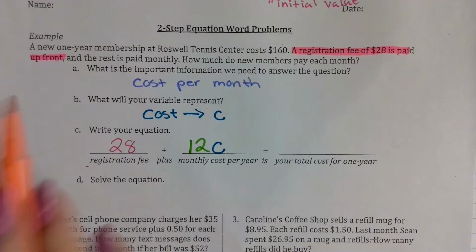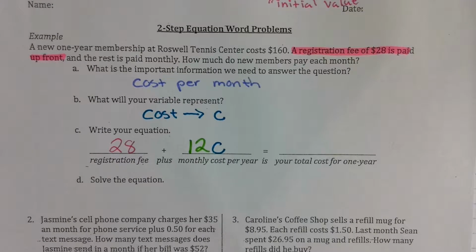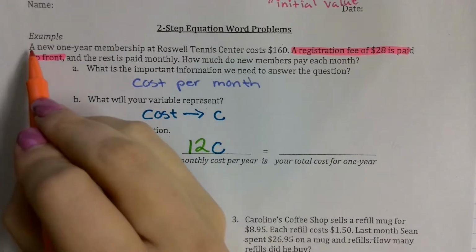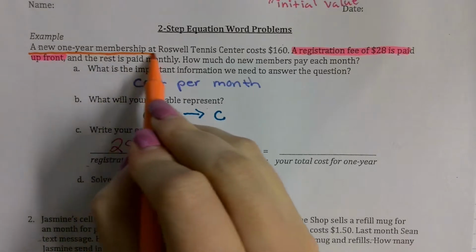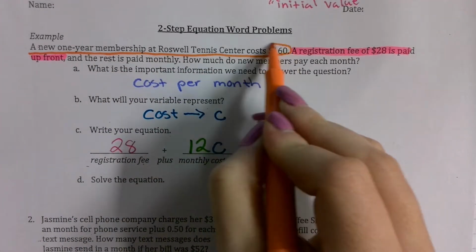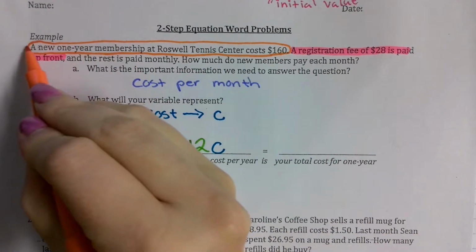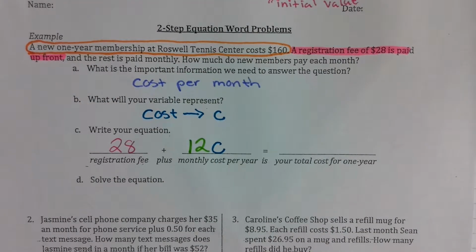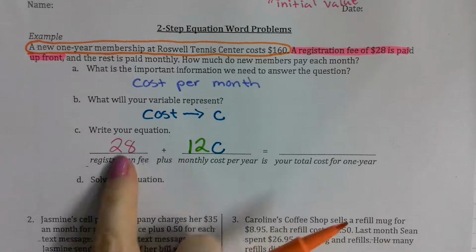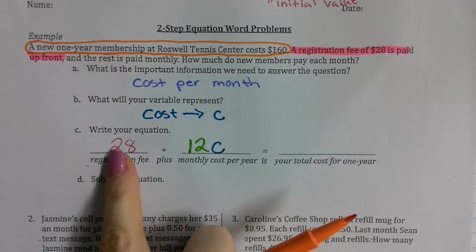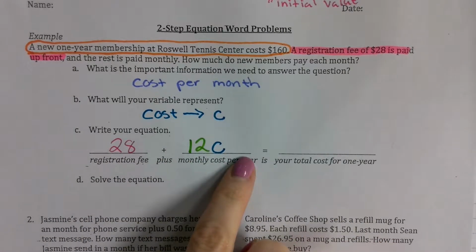Somebody said 160 because it says it right here. The new 1 year membership is $160. Please, I had a couple people last period also say 40 because I know what you guys did is you added that together. Can you add 28 and 12C?